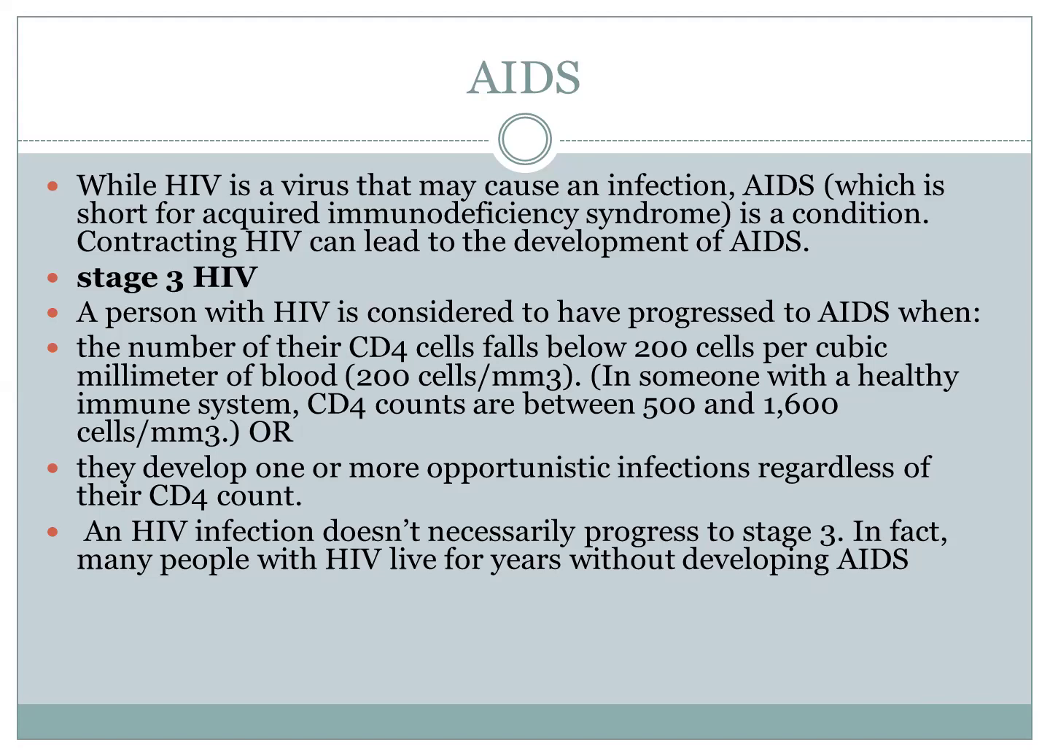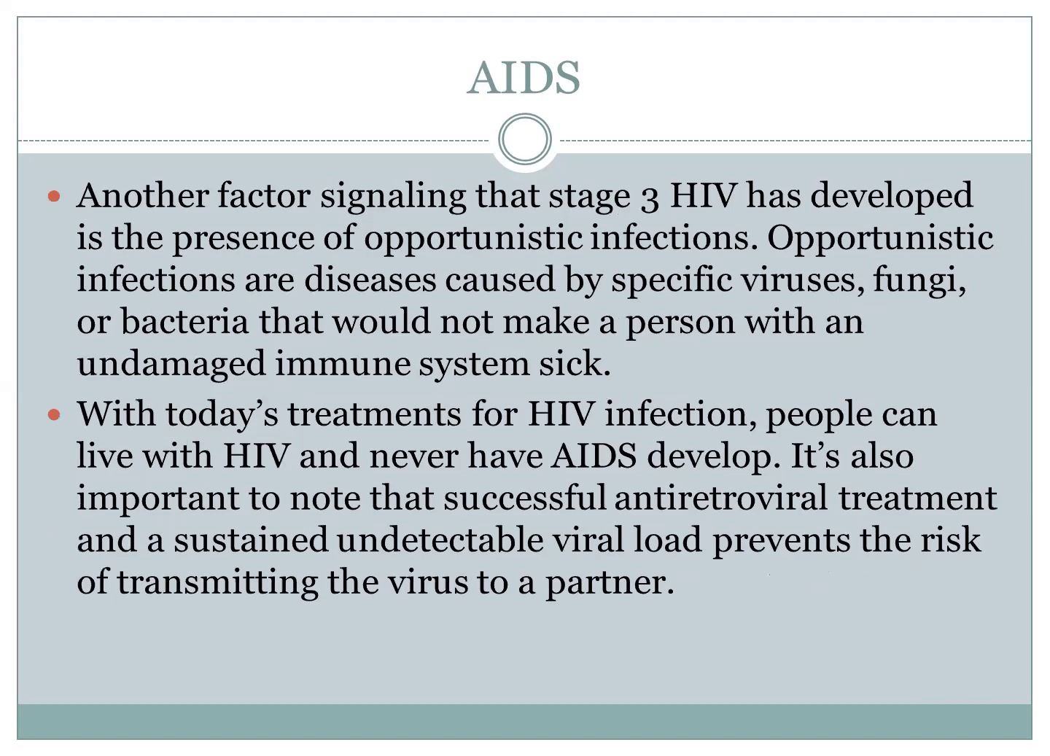And the person develops opportunistic infections regardless of CD4 count. An HIV infection does not necessarily progress to stage 3. In fact, many people with HIV live for years without developing AIDS. Another factor that signals that stage 3 HIV has developed is the presence of opportunistic infections, which are caused by specific viruses, fungi, or bacteria that would not make a person with an undamaged immune system sick.